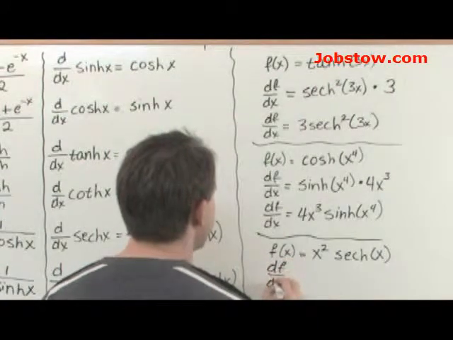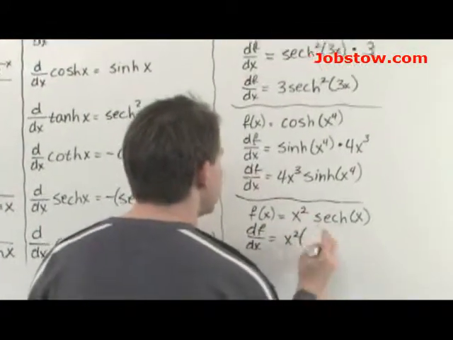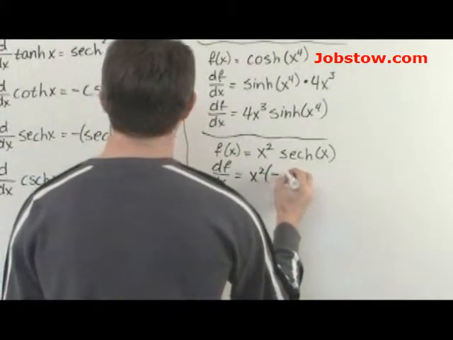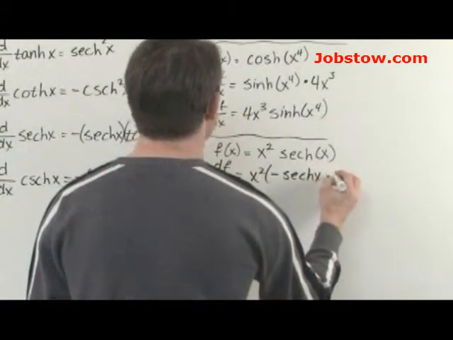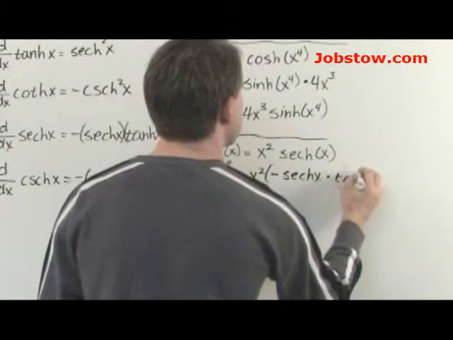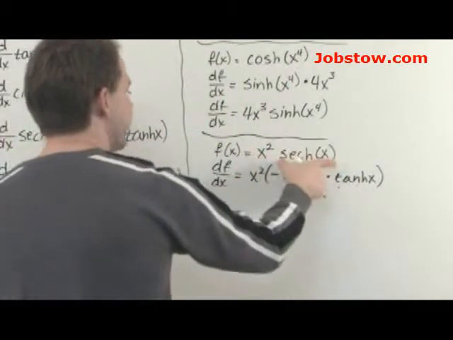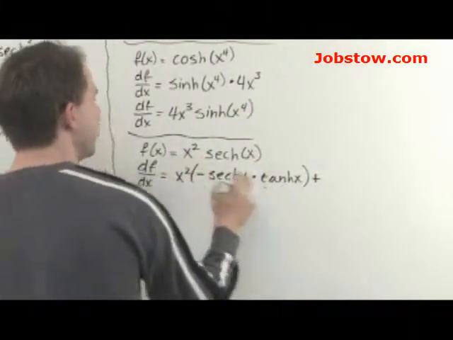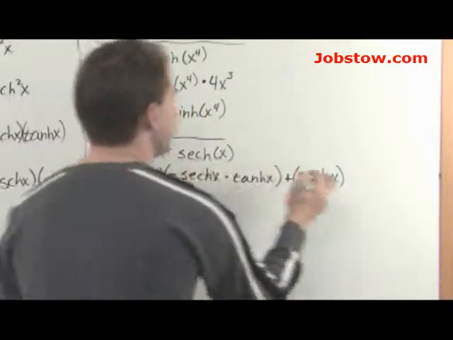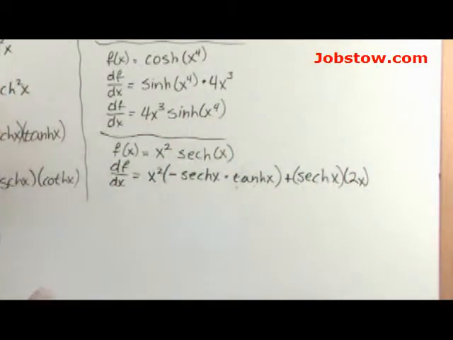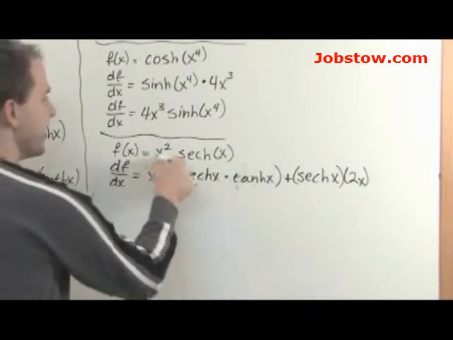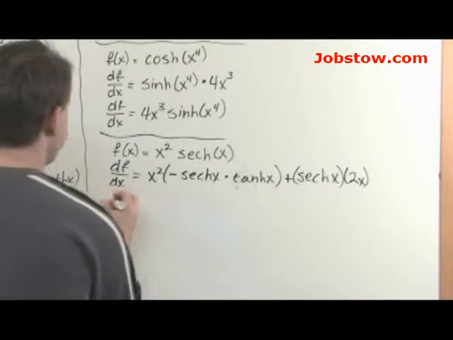So df dx is just going to be the first function, x squared, times the derivative of the second, and we already found out that the derivative of the second was this right here, so we just plug it in. Negative hyperbolic secant x times hyperbolic tangent of x. Okay? Now, it's this times the derivative of this plus this times the derivative of this. So we just write hyperbolic secant of x times the derivative of the first function, which is just 2x, because the derivative of x squared is 2x. So you see it's the first quantity times the derivative of the second, which we found from the table, plus the second quantity times the derivative of the first, which is what you have here. And now all you have to do is simplify it, and that's the answer.